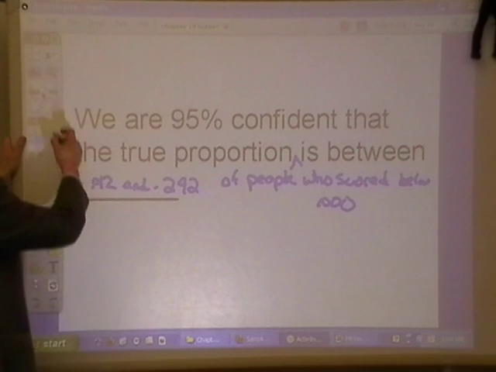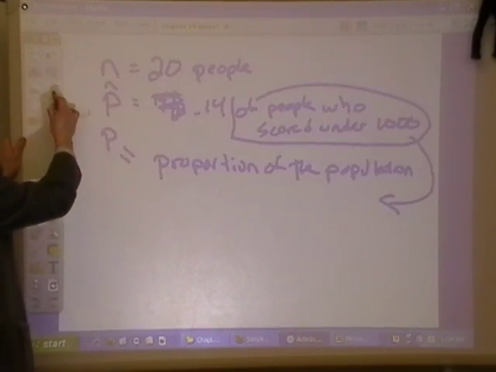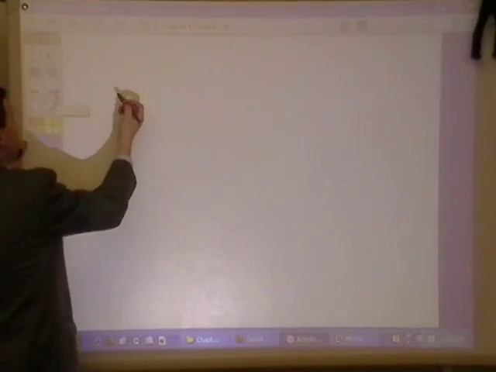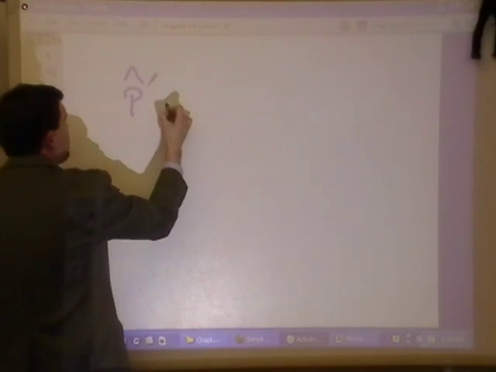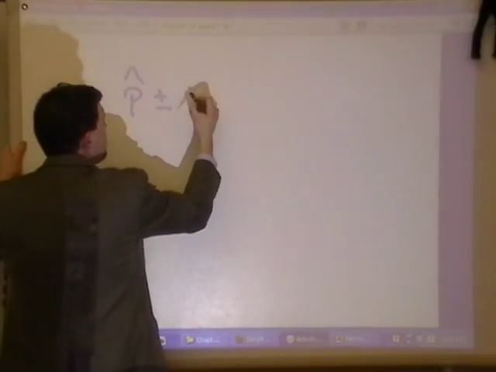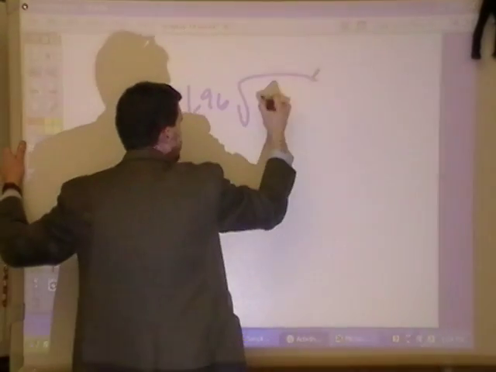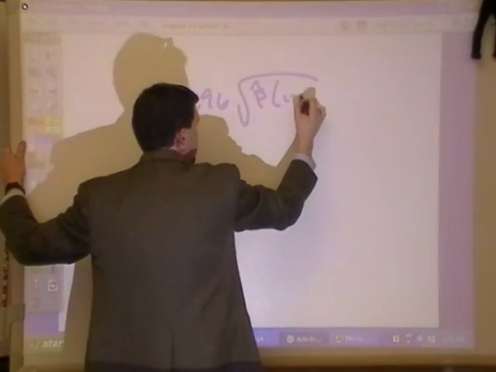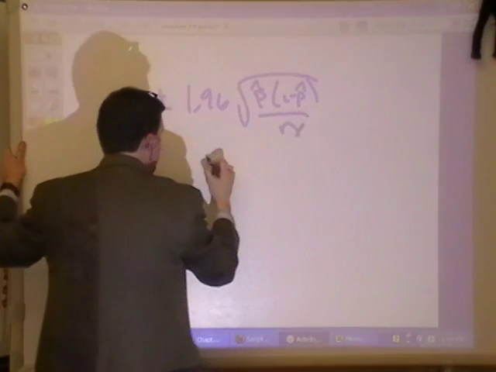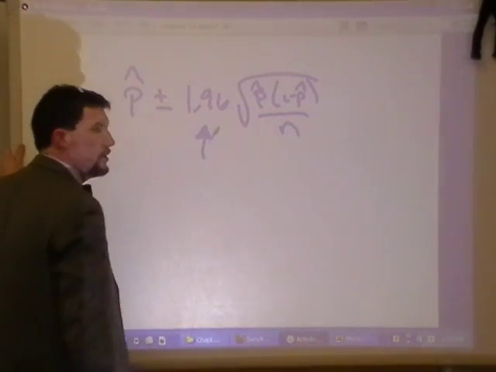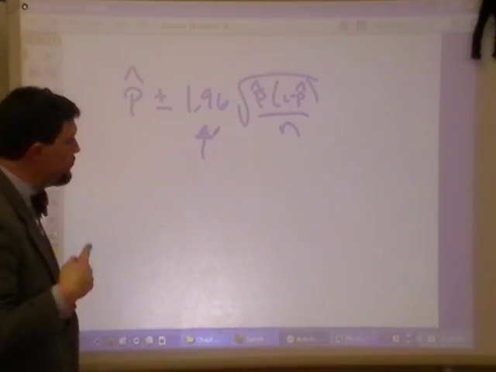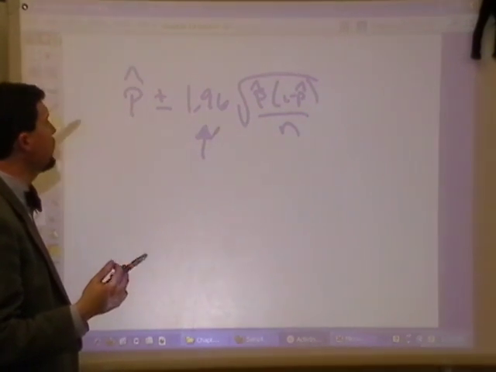Okay, what else do we need here? We need some definitional terms here. This is our formula: P hat plus or minus 1.96 times the square root of P hat times 1 minus P hat over N. Is this always going to be 1.96? And the answer is no.